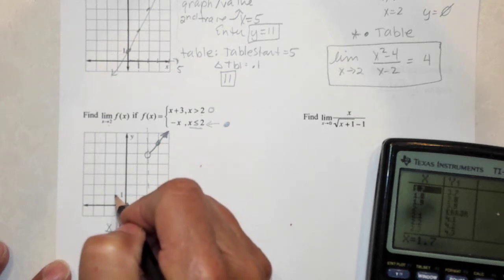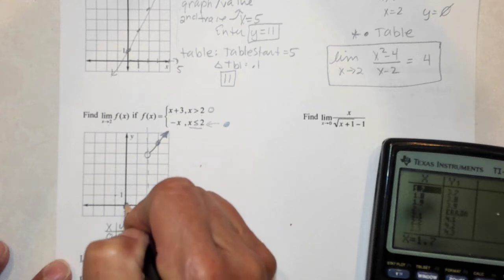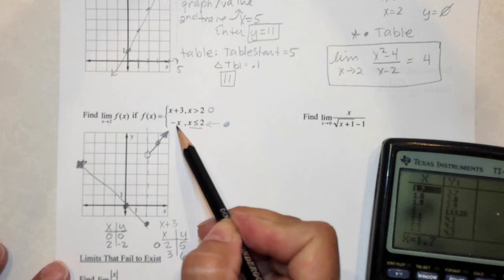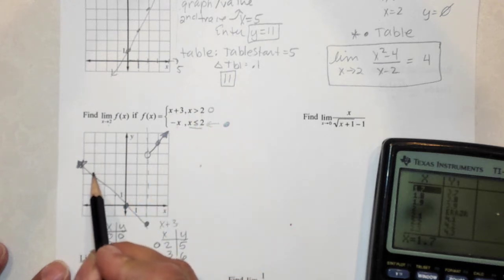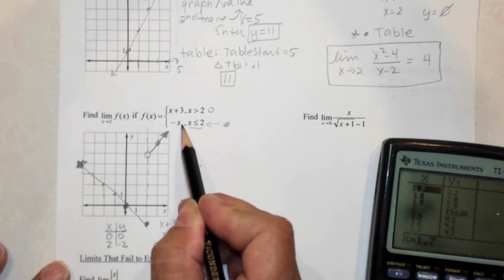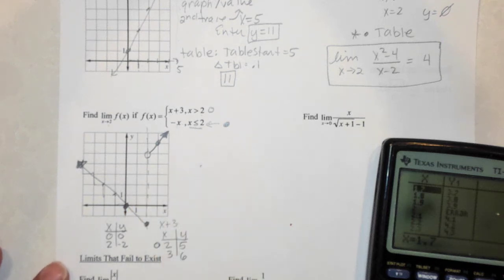Well, that makes sense too because I know that this line should be sloping down 1 over 1 from the left. So down 1 over 1, down 1 over 1, down 1 over 1. And since it's not plus anything, there's no b value, meaning it crosses at 0. So here are the two pieces.